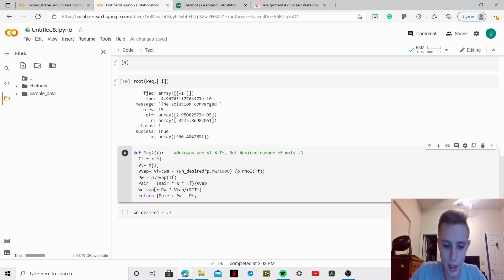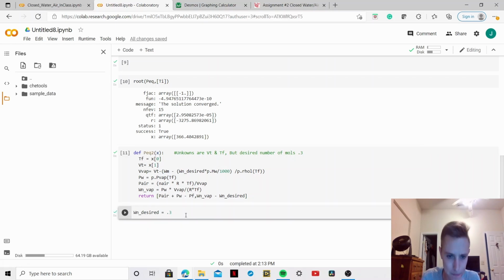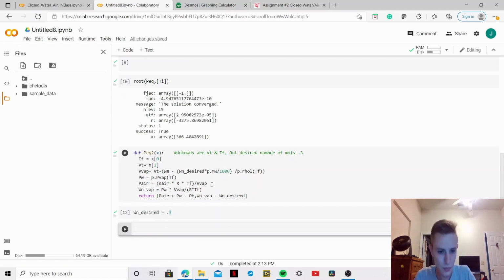So we can do this by doing, let's see, number of moles of water in the vapor phase, subtract the desired number of moles of water in the vapor phase. Put that in brackets. Shift enter. So now we can go down and bring in a new line of code, and we can start solving for our roots.